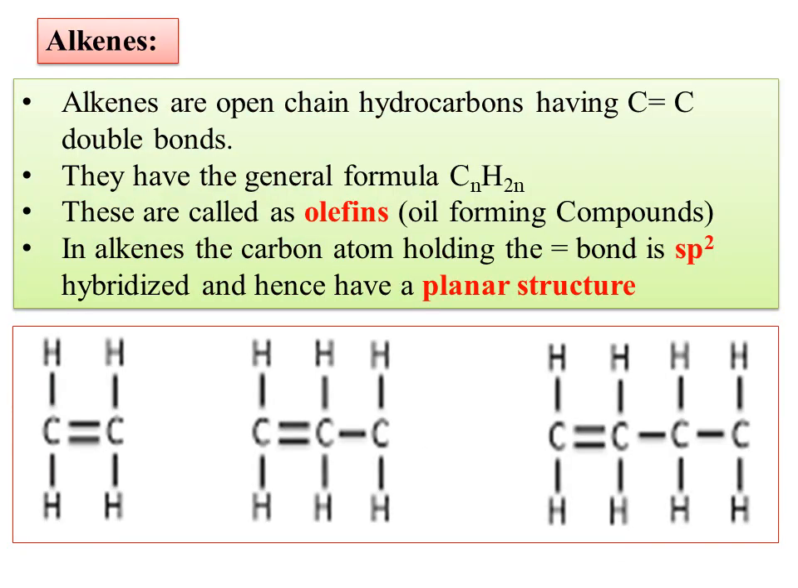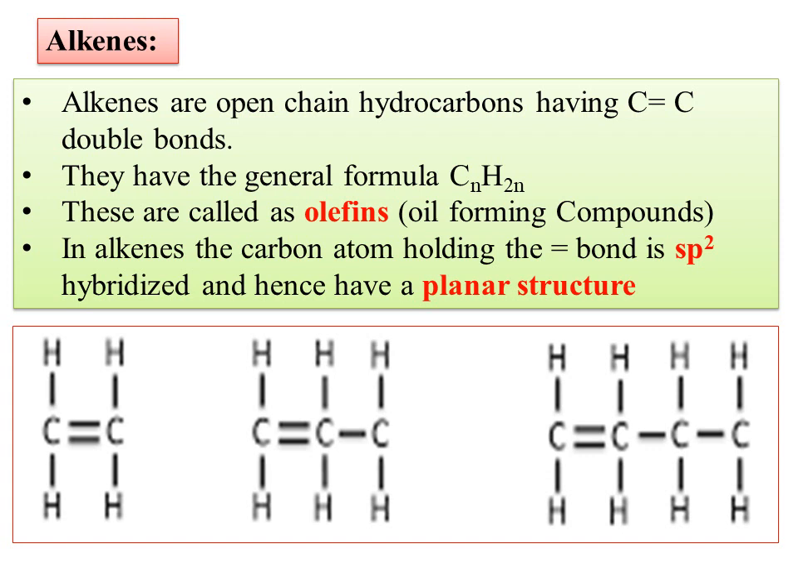Another class is called unsaturated hydrocarbons, in which the carbon-carbon bond is a double bond. Those are called alkenes, and they have the general formula CnH2n. They are also called olefins because these are oil-forming compounds. In alkenes, the carbon-carbon bond is sp2 hybridized and they have a planar structure.